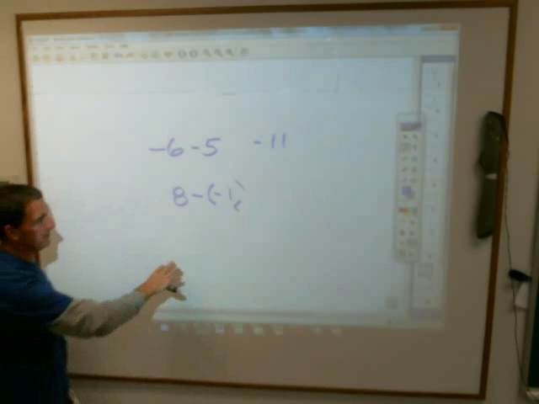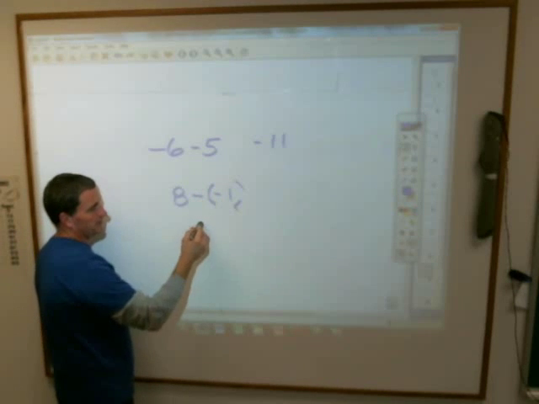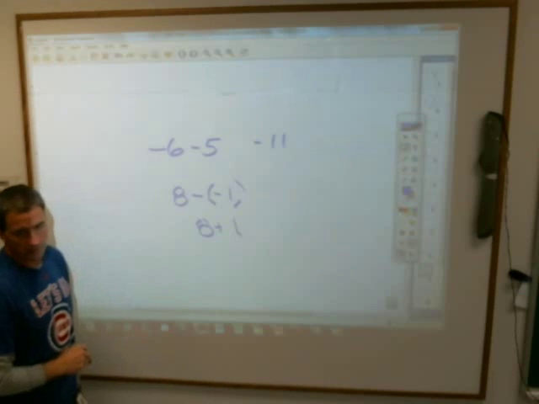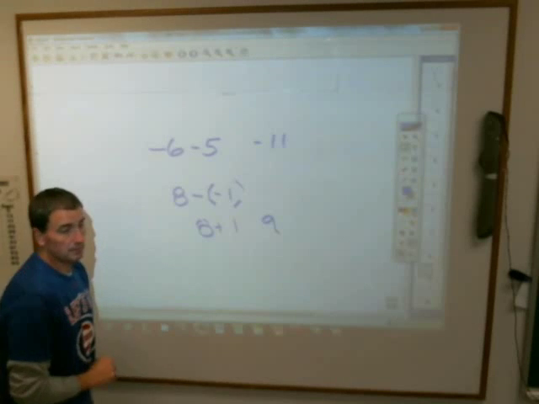Or you have 8 minus a -1. I don't like all this gobbledygook here. 2 negatives change it to what? Same sign makes it positive. So I actually end up with 8 plus 1. What is 8 plus 1? I know that's a tough one, Lainey. 9.